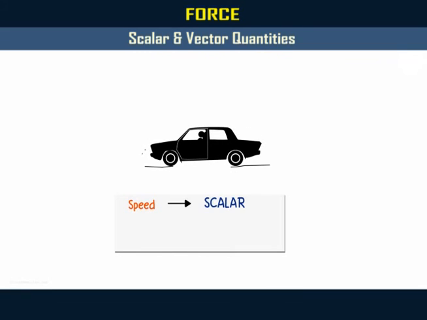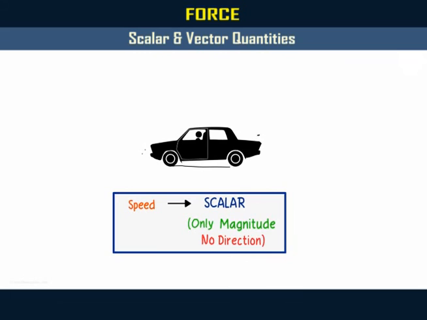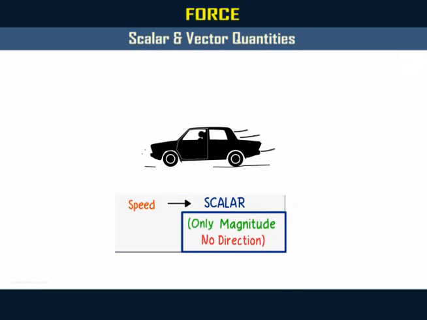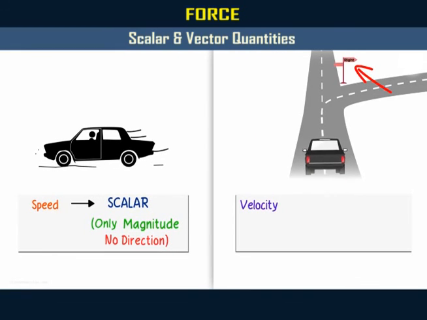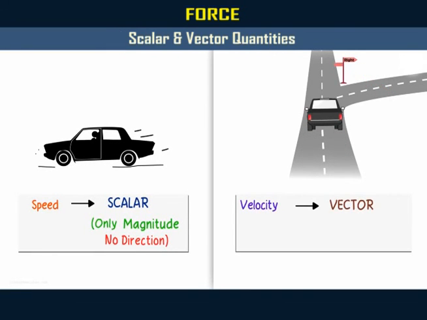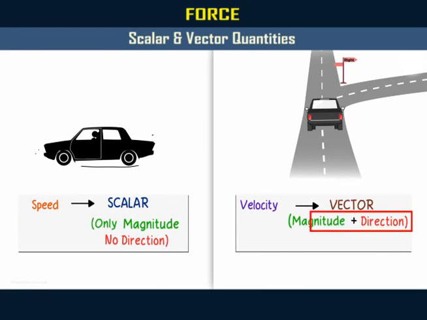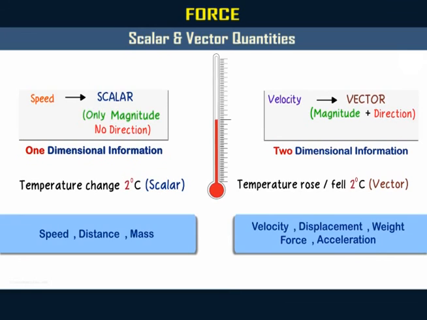Speed is an example of a scalar quantity, indicating only the magnitude, but not specifying any direction. In velocity, however, the magnitude and direction are indicated, making it a vector quantity. When you add the direction factor to speed, it becomes velocity. Weight is a vector quantity. It has both magnitude and direction towards the center of the earth. Mass is a scalar quantity.